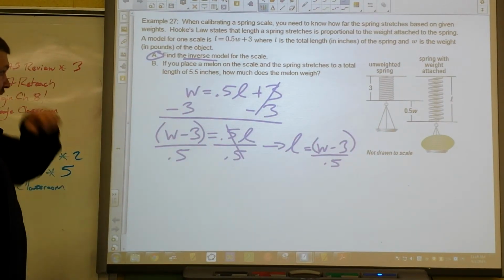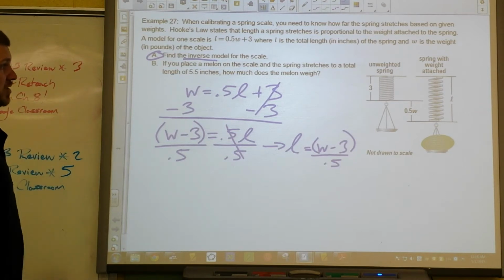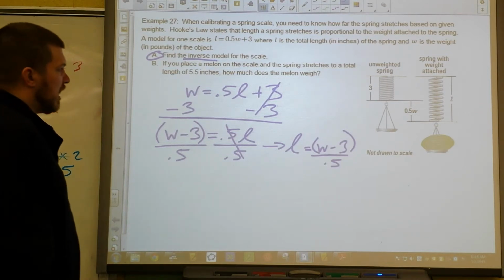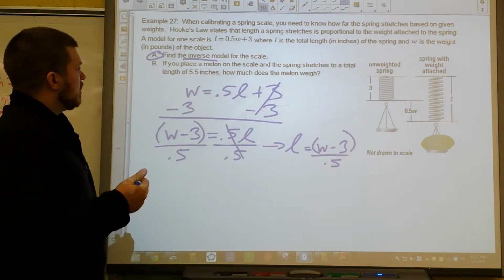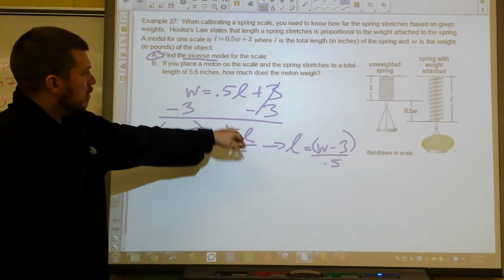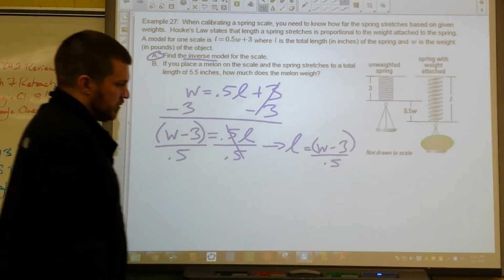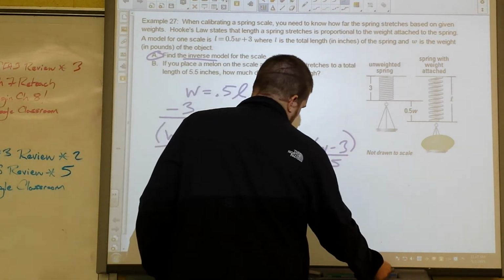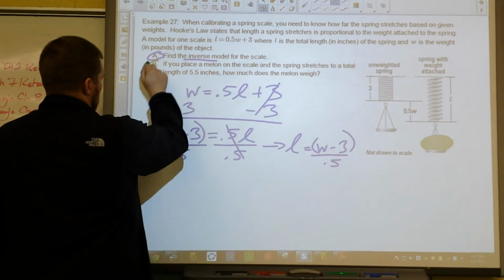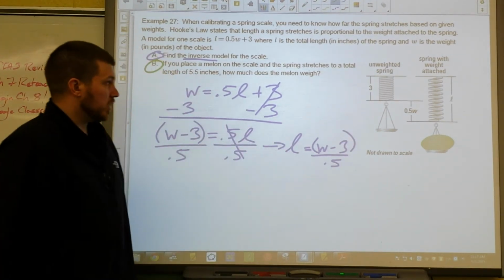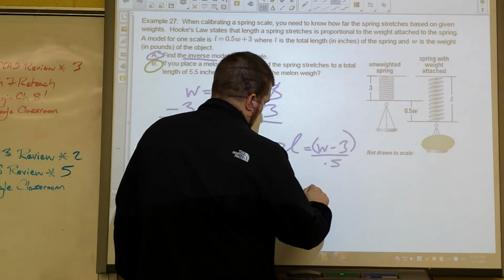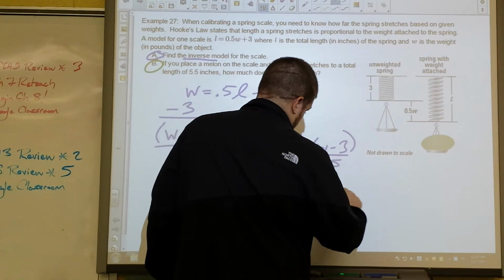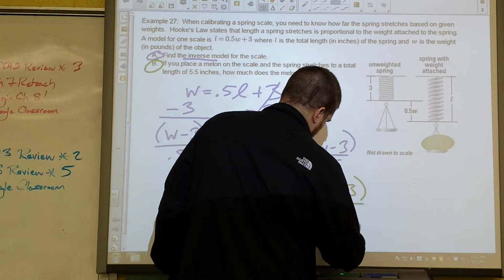Alright, if you place a melon on the scale and the spring stretches to a total length of 5.5 inches, how much does the melon weigh? Well, again, the length is L. We're trying to find weight. So W is what we're solving for. So part B, let's do in green. So we're using this model that we just found in part A. So we're going to plug in what we know. We know the length is now 5.5. W is what we're solving for. It still has to be in parentheses.